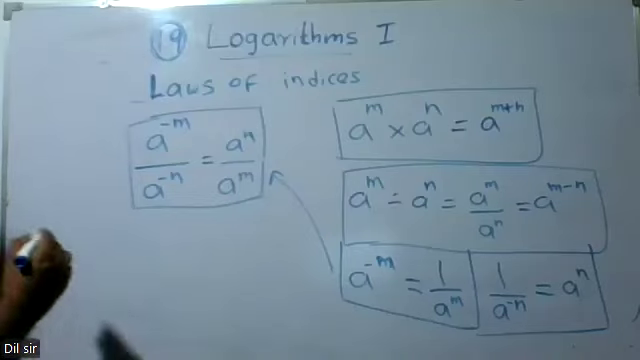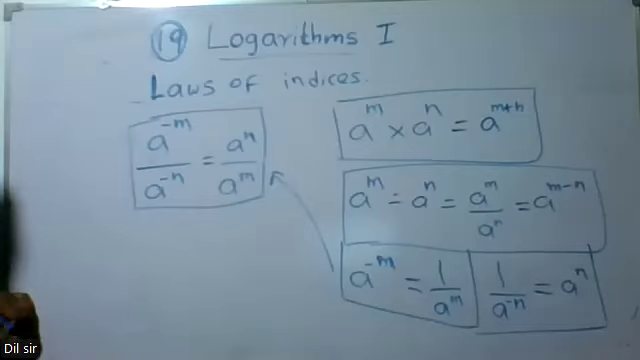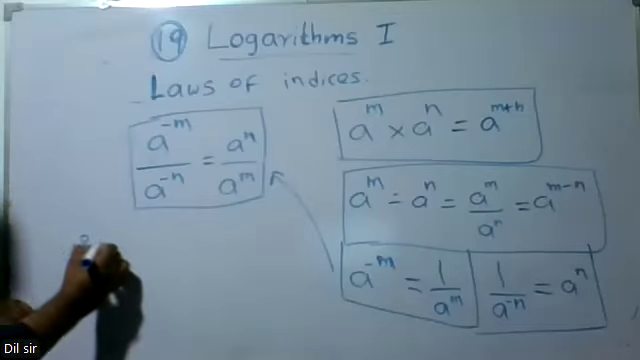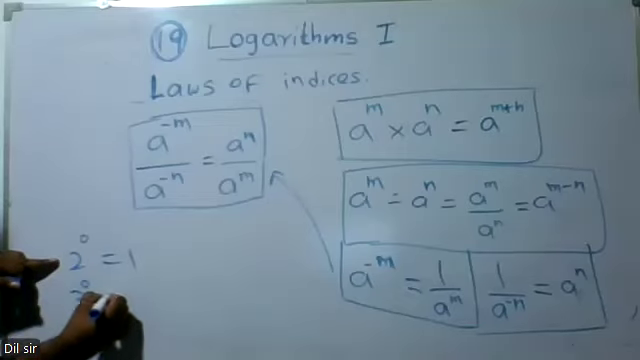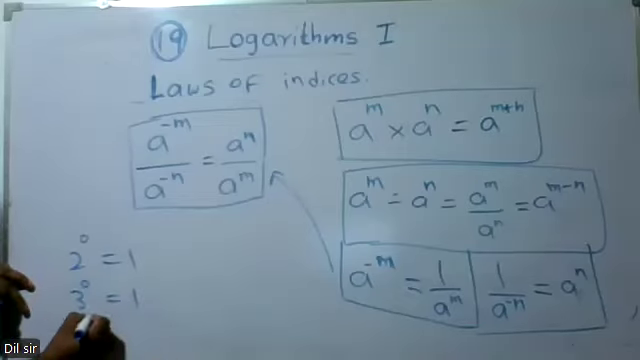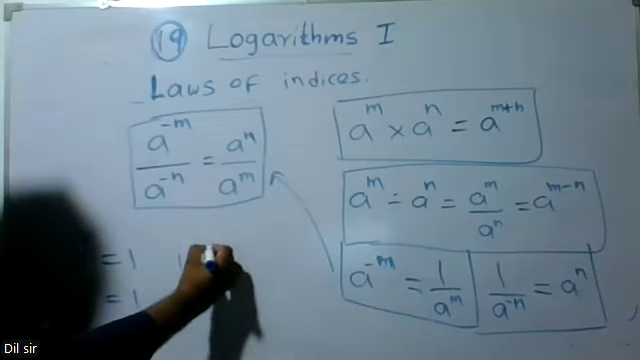Next one, look at this. We will take an example first. 2 to the power 0 is 1. 3 to the power 0 is 1. 7 to the power 0 is 1. 1000 to the power 0 is 1.